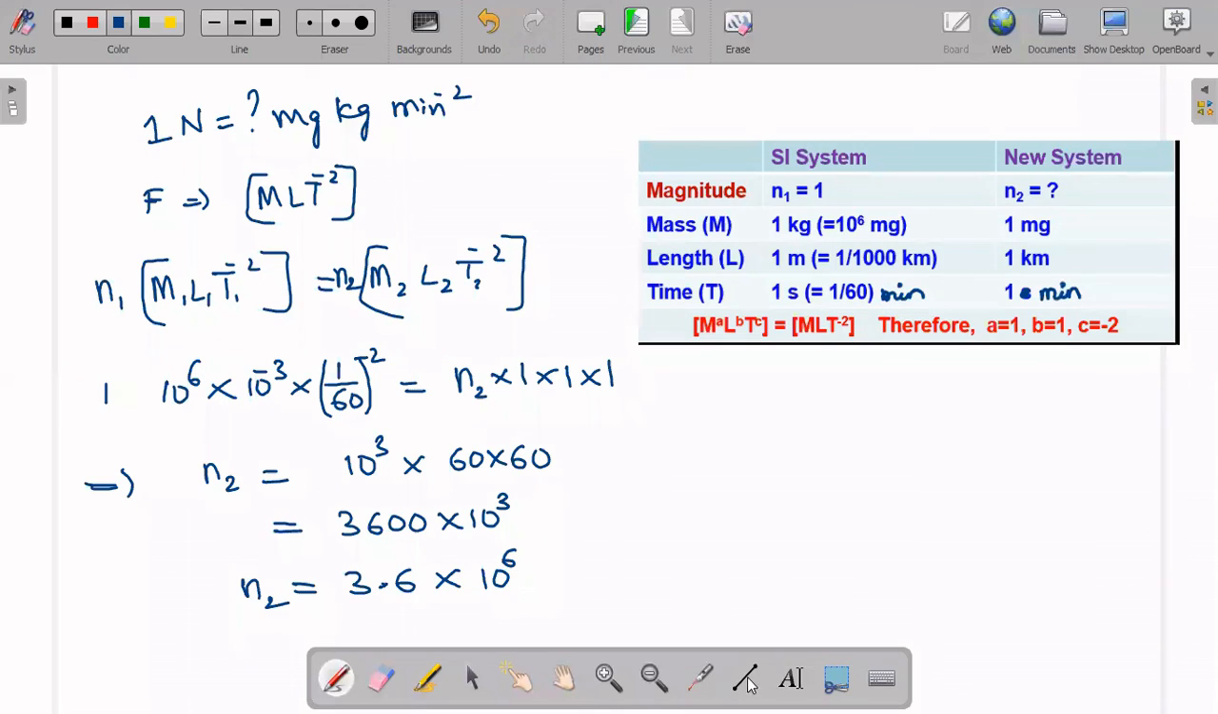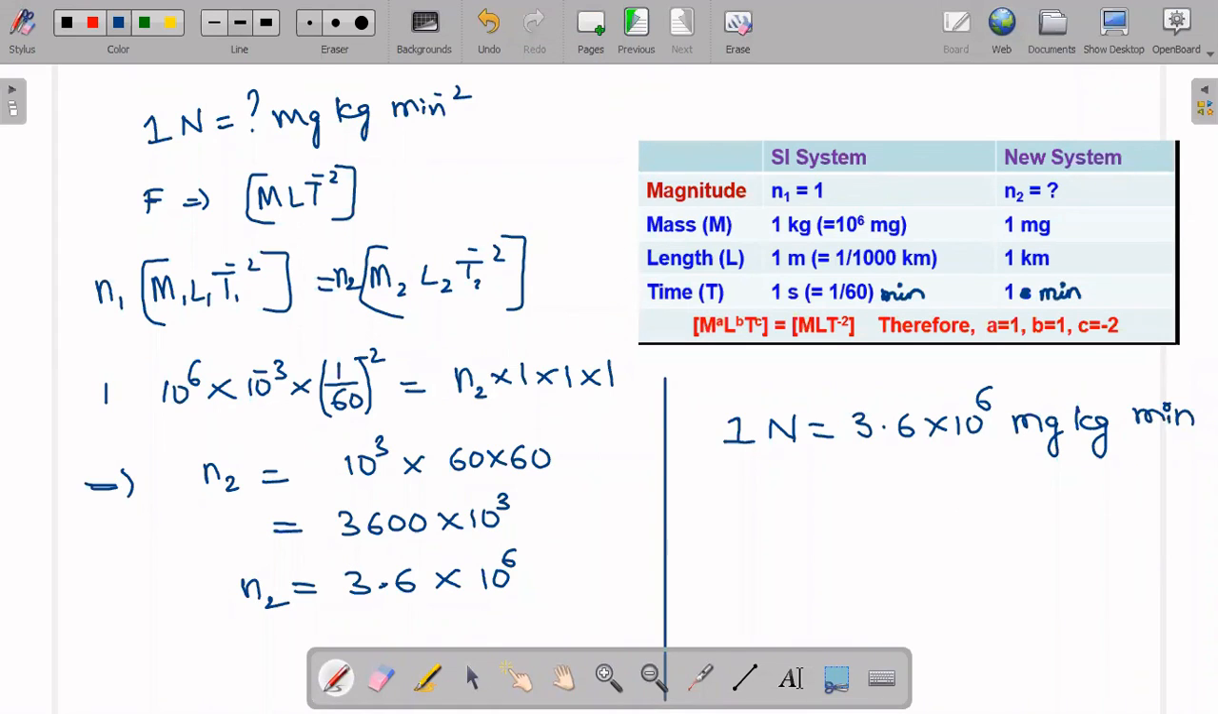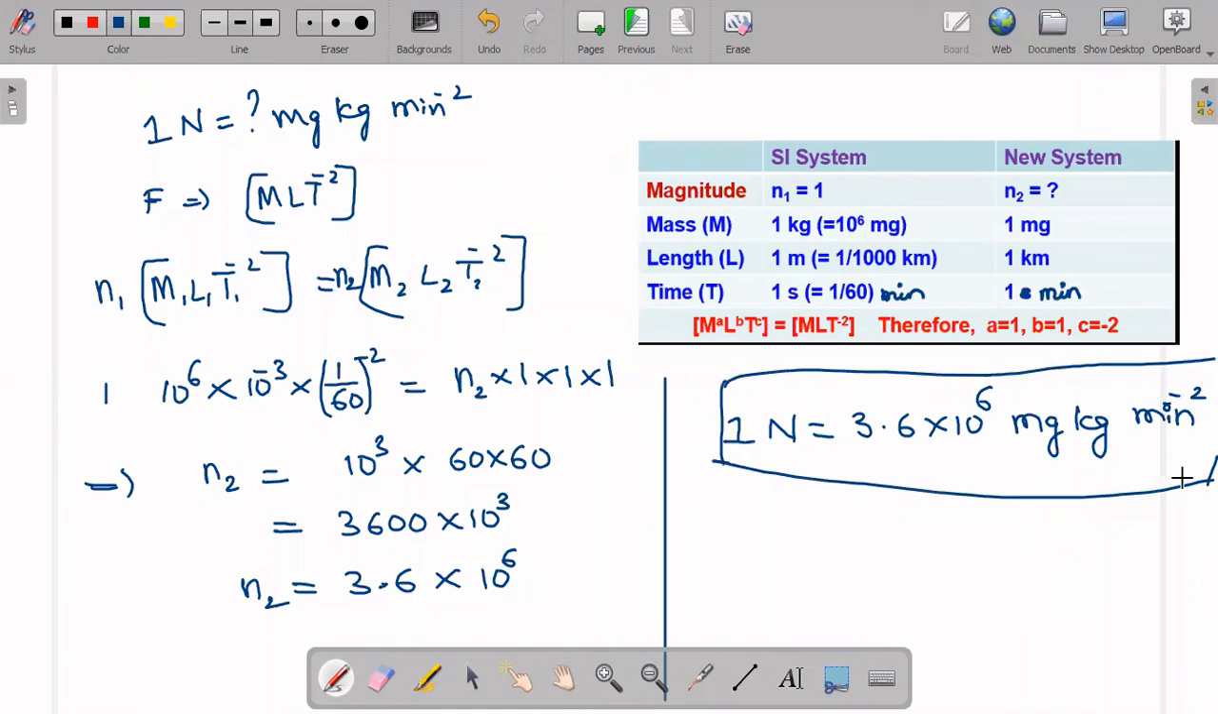Now finally we can write 1 Newton is equal to 3.6 into 10 to the power of 6 milligram kilometer minute to the power of minus 2. This is what we can write from the given question. That is our answer. That's all about it.